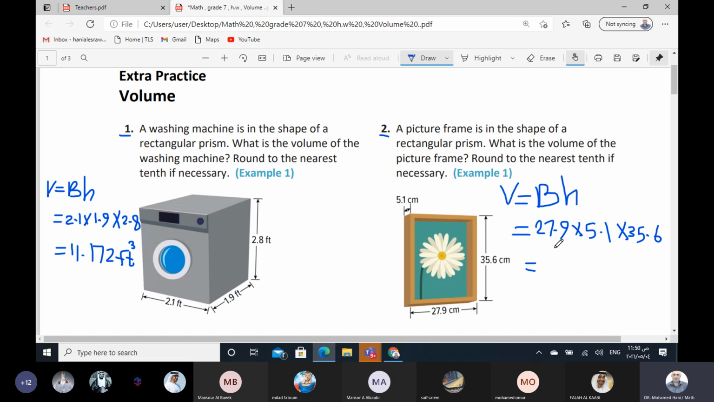So we can calculate now. We have 27.9 times 5.1 times 35.6. So the answer will be 5,065.520 centimeters squared.